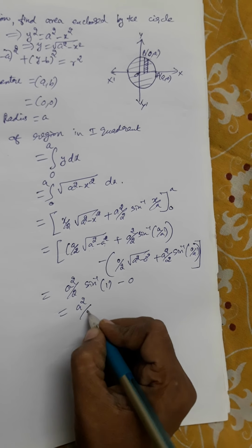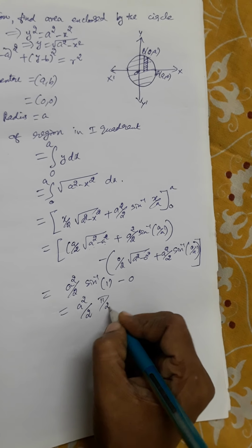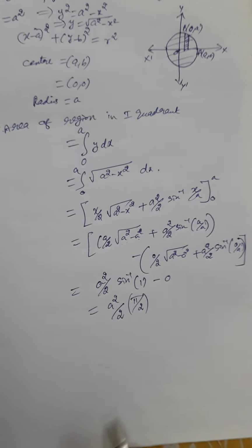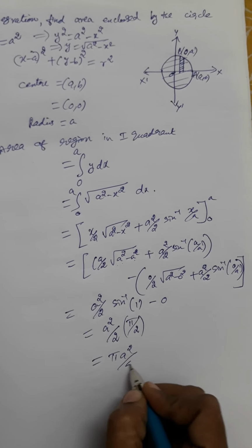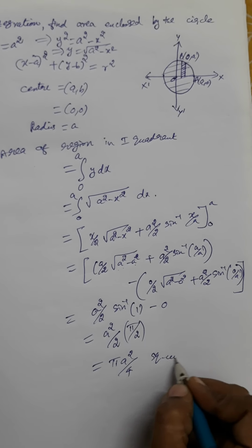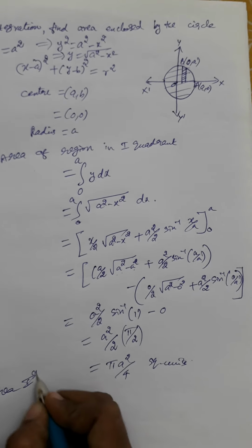So the answer is a square by 2 sin inverse of 1, which is pi by 2 because sin 90 is 1. So sin inverse of 1 is pi by 2. So the answer is pi a square by 4 square units. This is for the first quadrant.